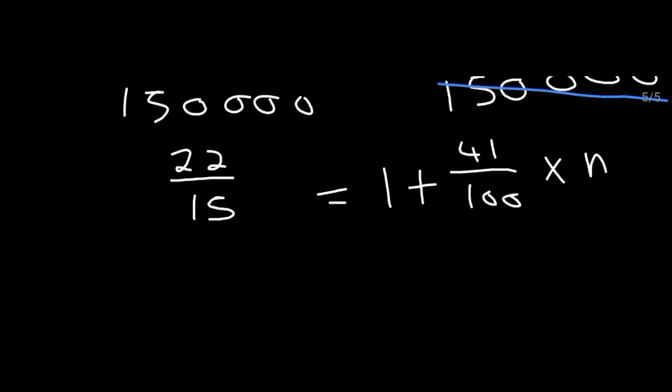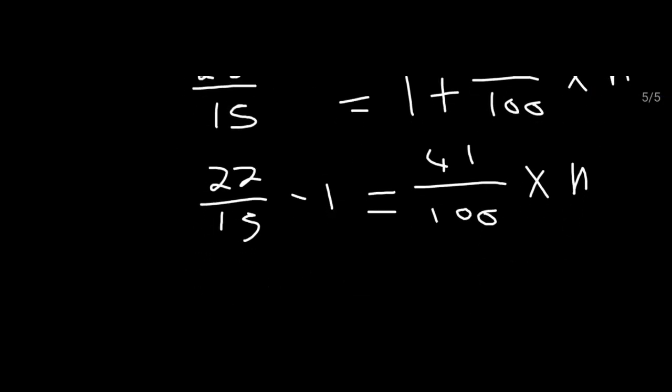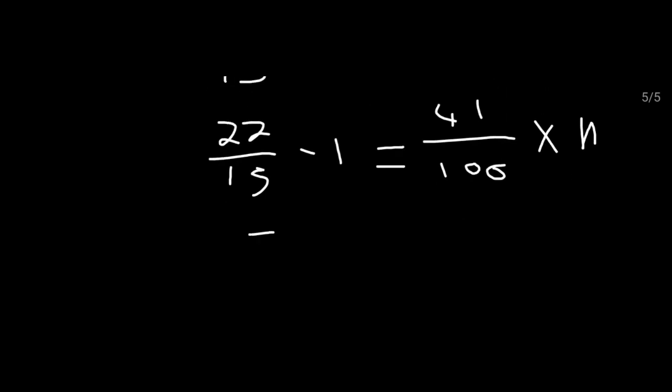And then now I see that 1 is a constant, so I can transpose it to the other side. So we move it to the other side, and it becomes 22 over 15. This one is positive, so it becomes minus 1, then equal to 41 over 100, then multiplied by n. So we get 22 over 15 minus 1, which is 7 over 15. Write it down. 7 over 15 equal to, and now watch this one, 100 multiplied by n.